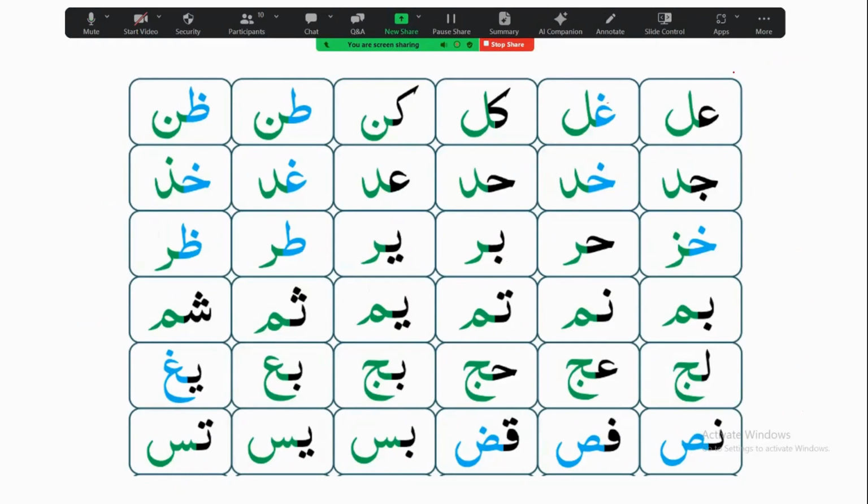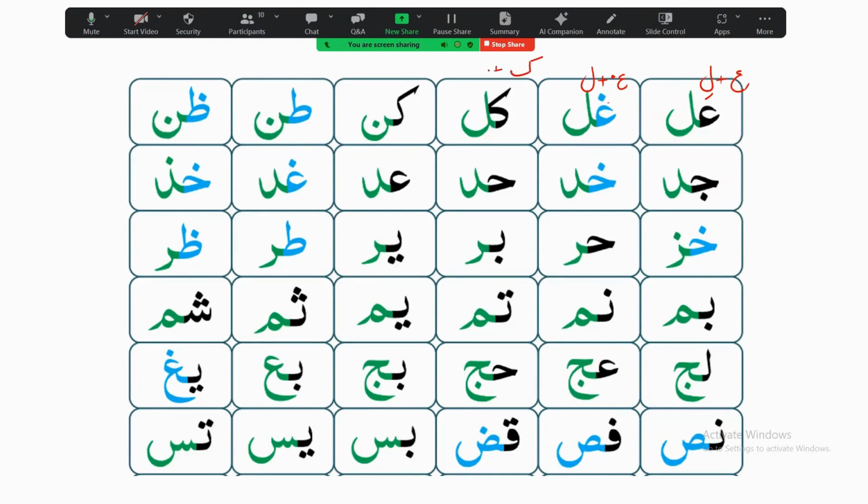So let's say this is the ain letter and lam here: al, ain and lam, from the middle portion of the throat, al. Here ghain letter and lam: ghal, gha, ghal. Okay, here kaf letter and lam: kal, or we just put a dhamma and say kul, kul, right?